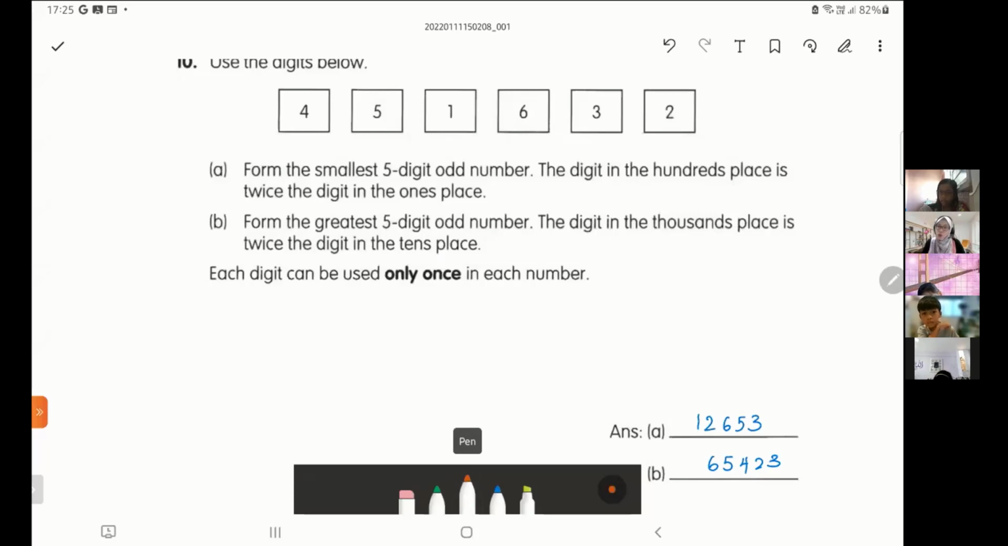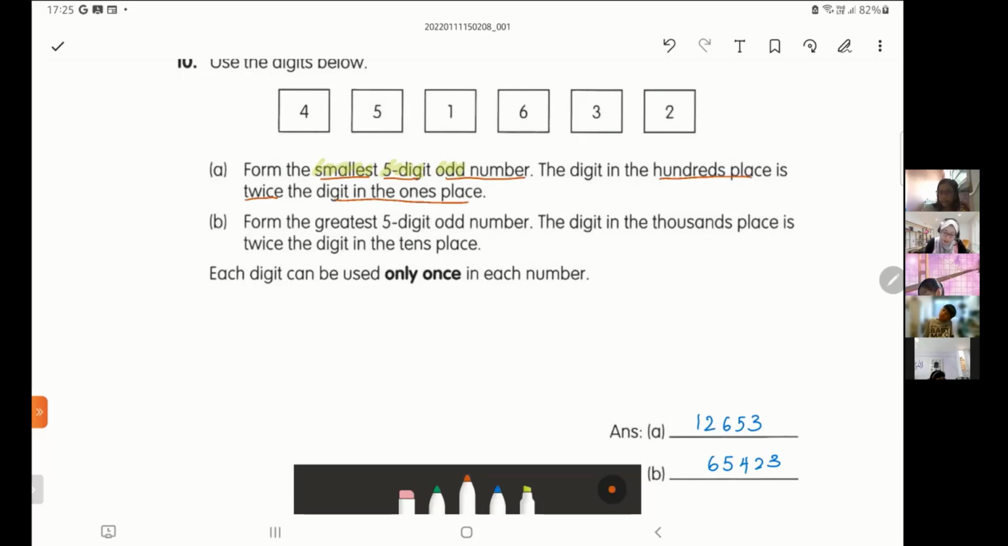So there's no other way to solve this kind of question other than guessing. But you need to guess properly with the clues given. So this kind of question, you are the detective. Okay. So they say, use the digits below. For A, form the smallest 5-digit odd number. These are all my clues. I want the smallest. Smallest what? 5-digit. 5-digit what? Odd number. Okay. Then what other clues are given here? The digit in the hundreds place is twice the digit in the ones place. This is also another clue, right?